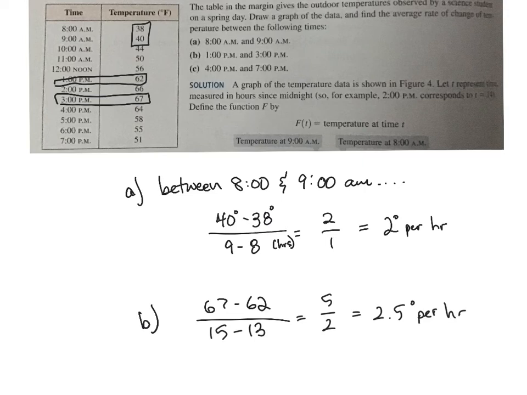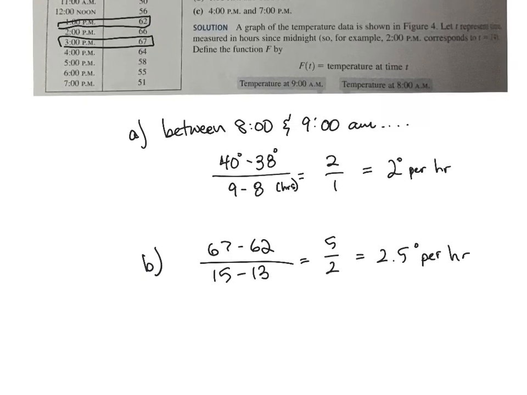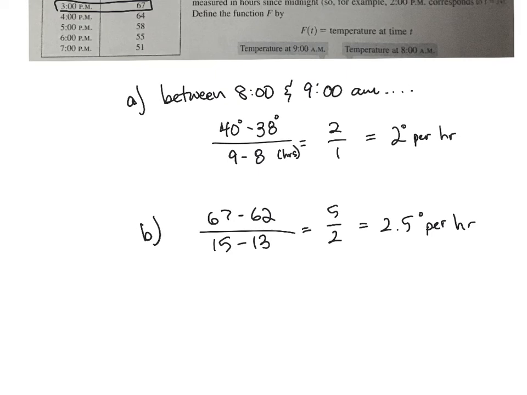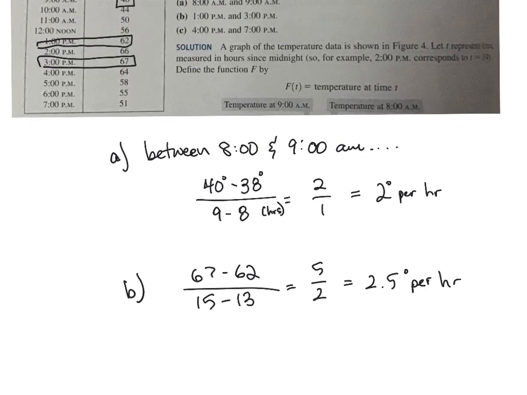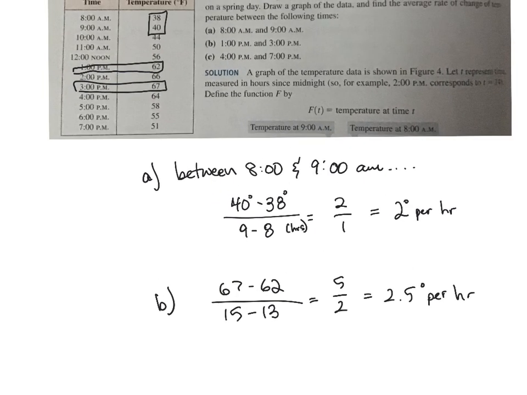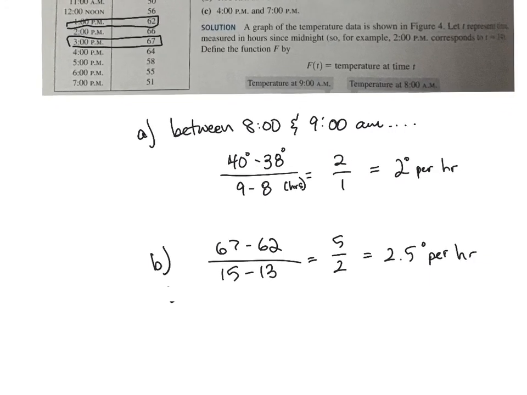So the average rate of change is a little bit higher between 1 and 3, and it's still increasing. So the temperature, and it's interesting to note, between 8 and 9, it's increasing at a rate of 2 degrees per hour. So it's getting warmer. And same with part B, it's increasing at a rate of 2.5 degrees per hour. It's still getting warmer. We would expect that because it's still a little bit earlier in the day.